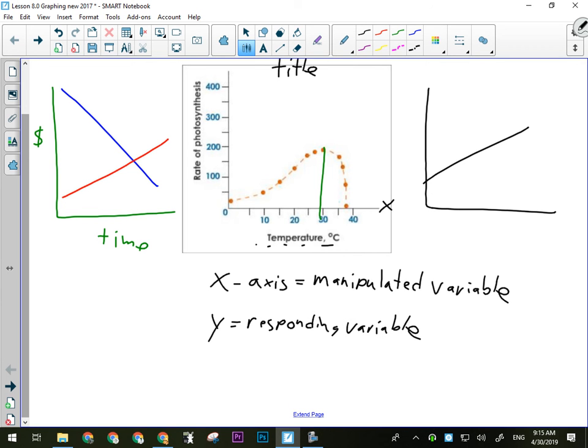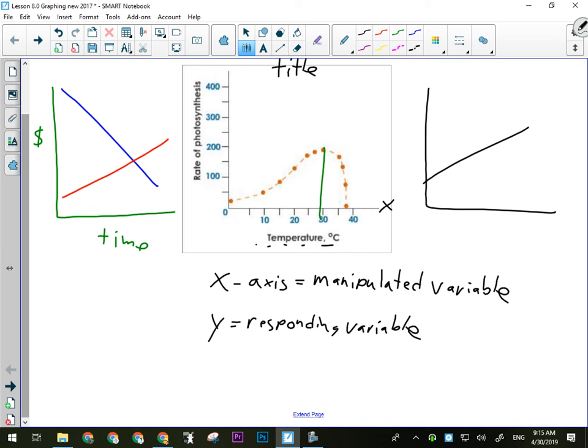Okay, so obviously in this graph that we looked at the beginning, temperature was the manipulated variable. This person had an experiment, likely where they had plants that were all identical, that they were giving the same amount of water to, all of that kind of stuff that doesn't show up on the graph. Controlled variables never show up on a graph because they don't change, okay?